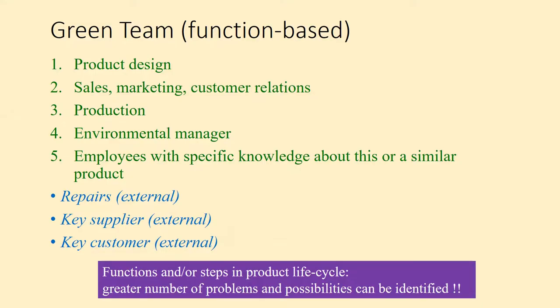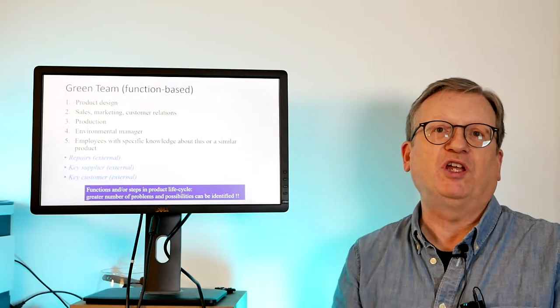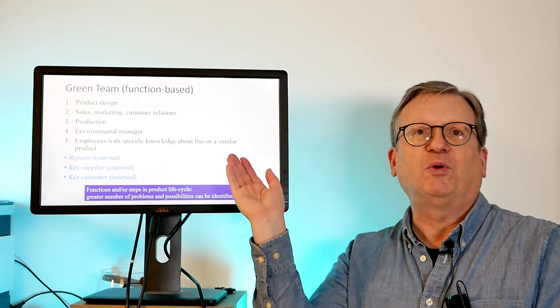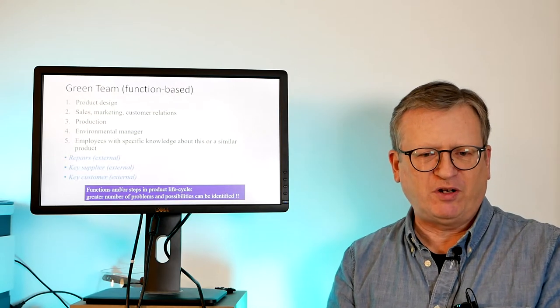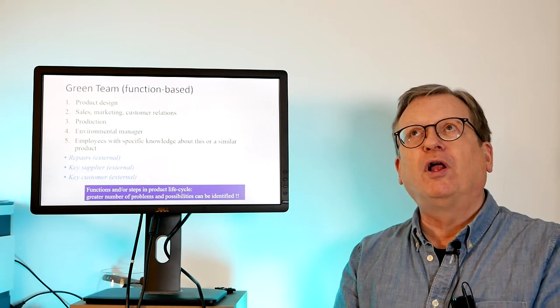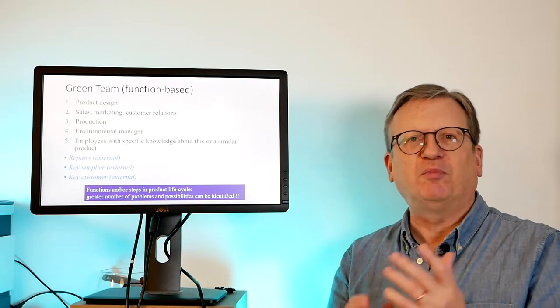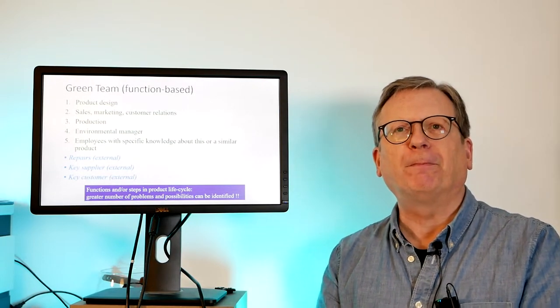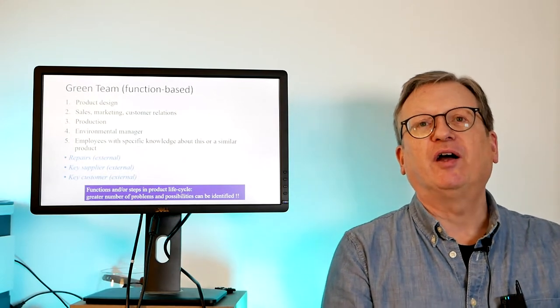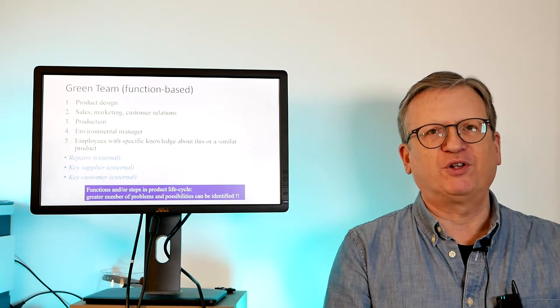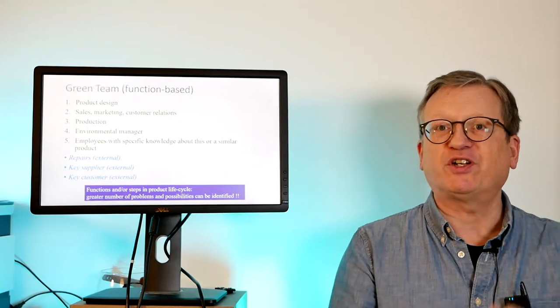So I've suggested that if repairs were external, a daughter company, or maybe we're not involved in that at all, suppliers and customers could also be considered as stakeholders that would need to be included in this green team, whereas these are perhaps more the internal, more obvious parts of the green team, but we would adjunct those representatives here. The more steps in the life cycle of a product which are included, the more likely that we're going to have a complete picture, the more likely we will identify a number of environmental problems, rank them, prioritize them, and see how they perhaps are linked to each other.